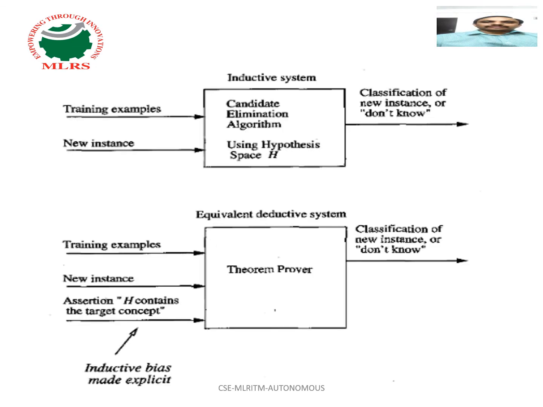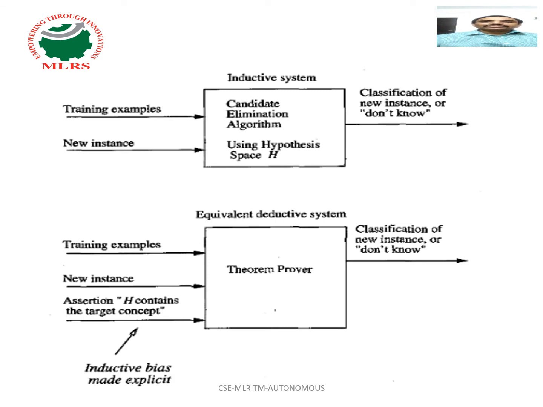Now see the difference between this inductive system and theorem prover. In the case of the first one, we are directly taking the candidate elimination algorithm. We are training the system using training examples. If a new instance is given to that particular system, we are going to classify it either true or false, or if we don't know, we give a don't know result.